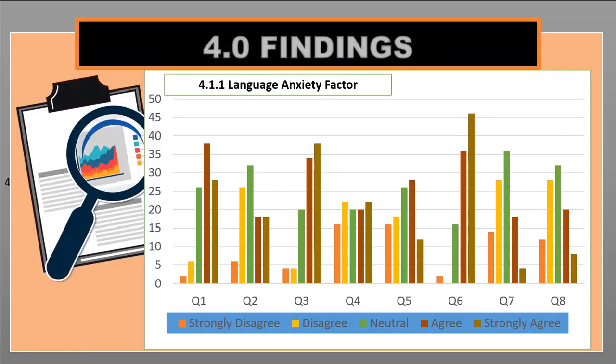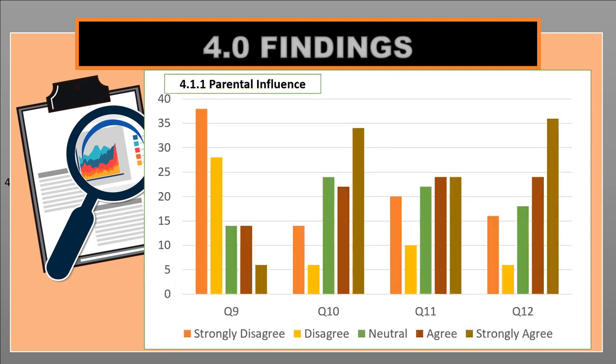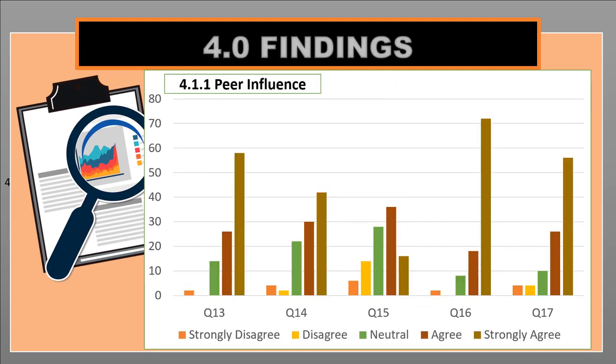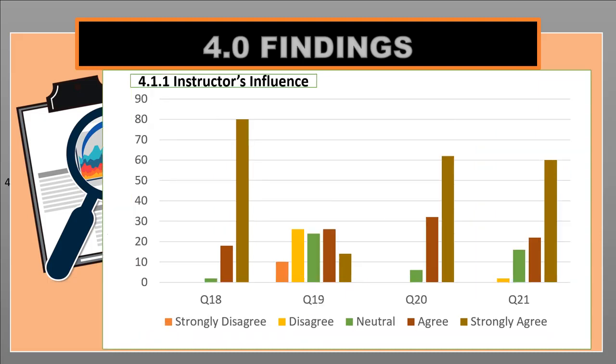From the study, the data were analyzed. They were all presented in graphs according to the factors. Items 1 to 8 are meant for the language anxiety factor. Items 9 to 12 are for the parents factor. Items 13 to 17 are for peer influence, while the remaining items were meant for instructor's influence.